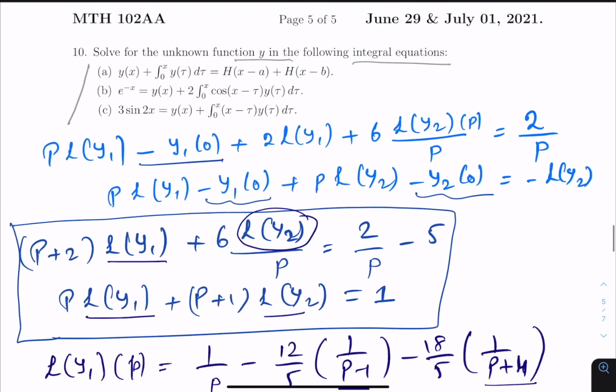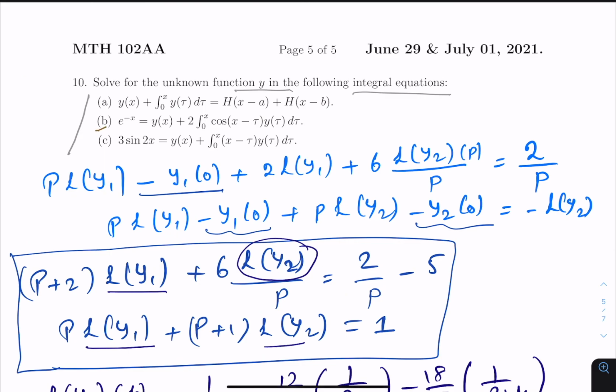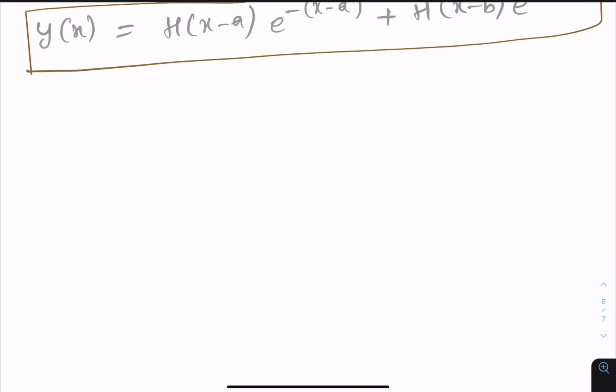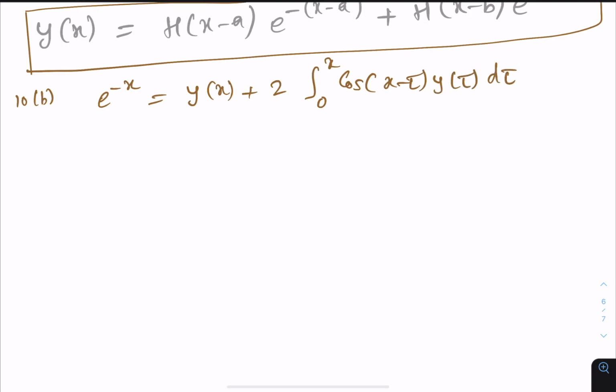Now let's do 10b. Okay, in 10b you have e power minus x equal to y of x plus 2 times the integral of cos of x minus tau times y of tau d tau. What you should observe here is that we again, like before, have to apply Laplace transform both sides. There is an integral here, but now it is not just y, there is a product. By the definition of convolution that we have defined, this is nothing but cos x convolved with y of x.